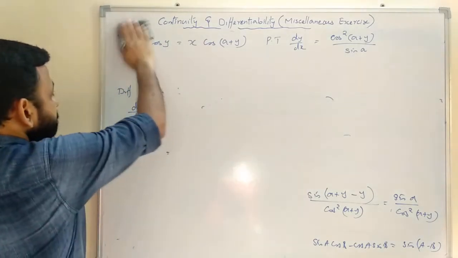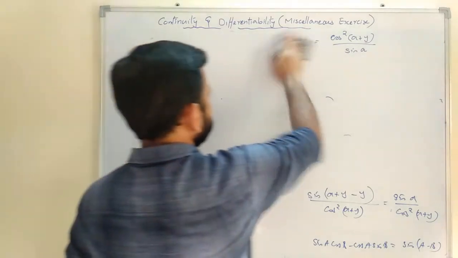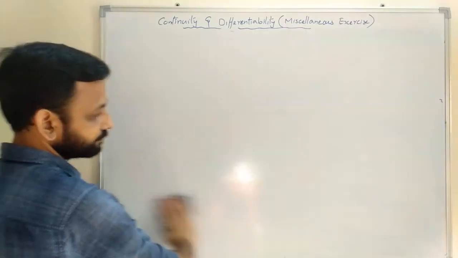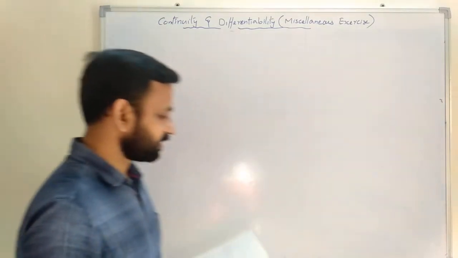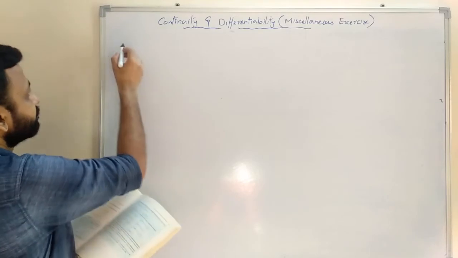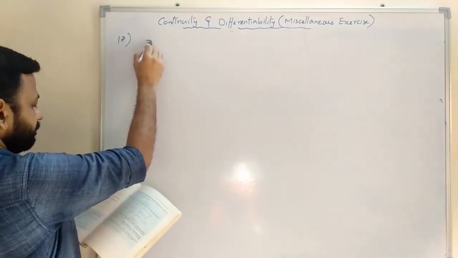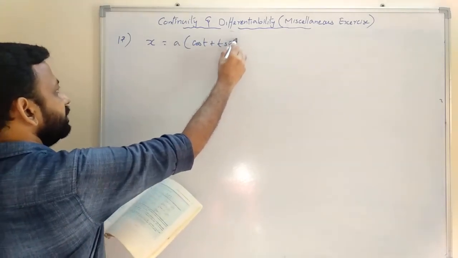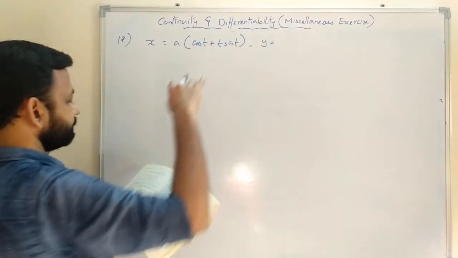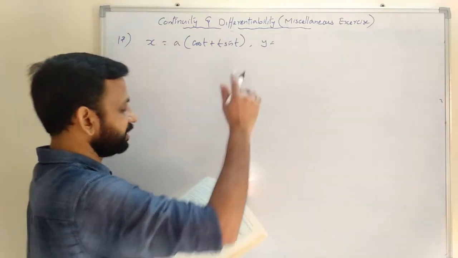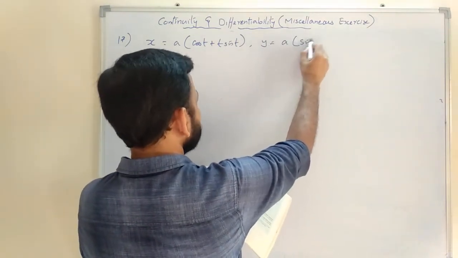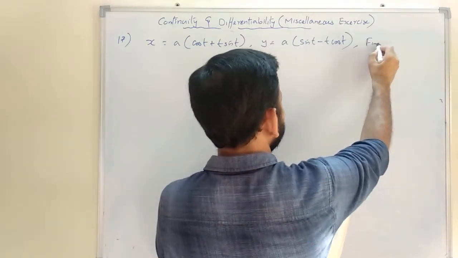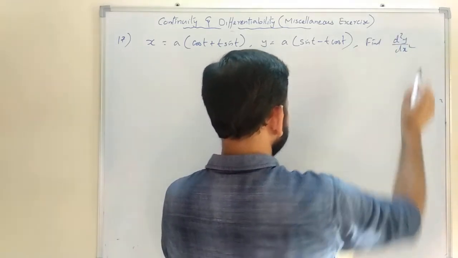Now we will do 17th question. If x is equal to a into (cos t plus t sin t), and y is equal to a into (sin t minus t cos t), find d square y by dx square. So we have to find the second derivative here.